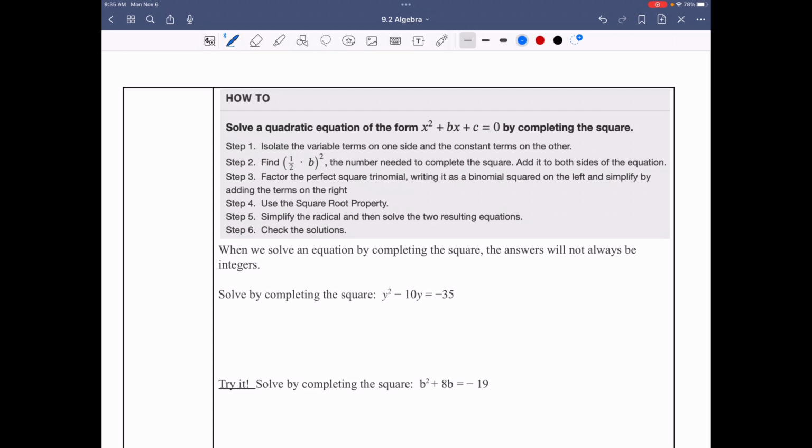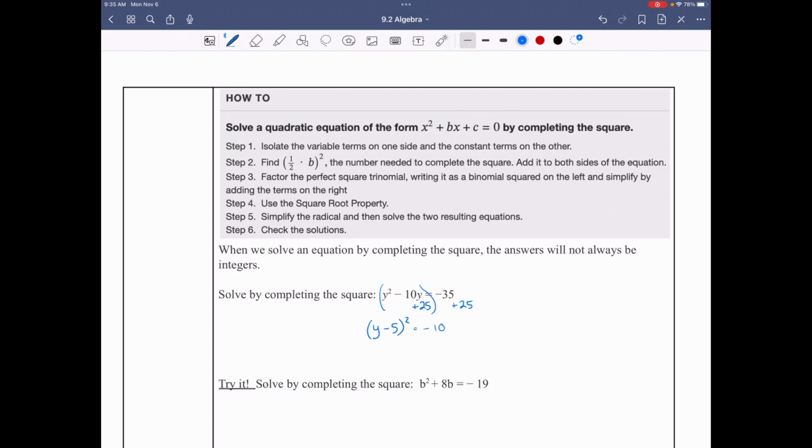Let's look at this one. The first step says to isolate the variable terms on one side and the constants on the other. That's already done. Then we have to find 1/2 b squared. So half of negative 10 is negative 5. Negative 5 squared is 25. So we're just going to add that to both sides. That's step 2. And then we factor that. So if we factor this whole thing, that's going to be y minus 5 squared. On the other side, we have negative 10.